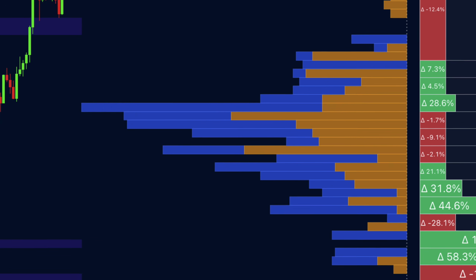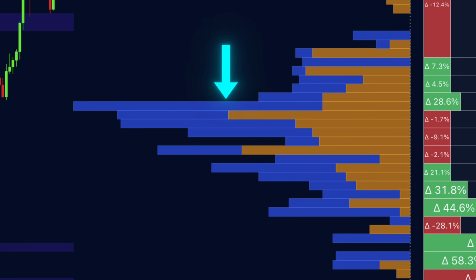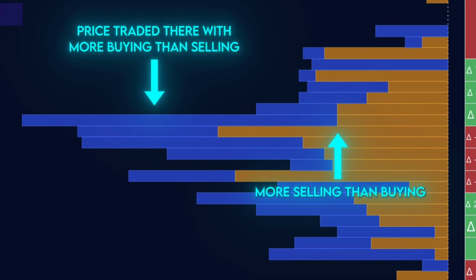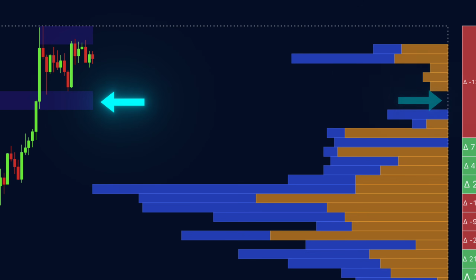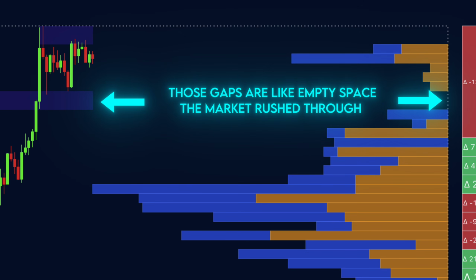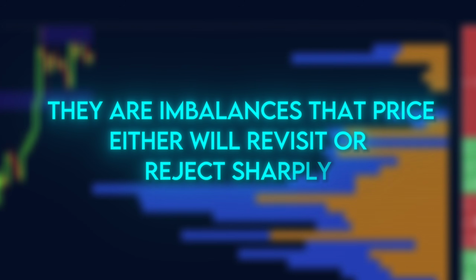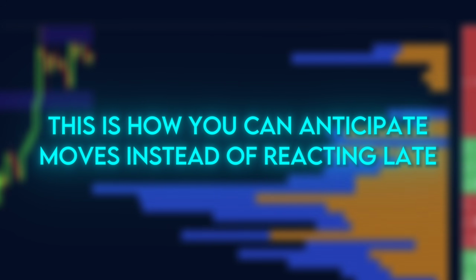Now look at the chart again. Notice how some levels light up with bullish volume rows and others with bearish volume rows. Bullish rows mean that price traded there with more buying than selling. Bearish rows mean more selling than buying. And where you see a true void, price never traded at all. Those gaps are like empty space the market rushed through. These are not levels you want to treat like normal support or resistance. They are imbalances that price either will revisit or reject sharply. This is how you can anticipate moves instead of reacting late.